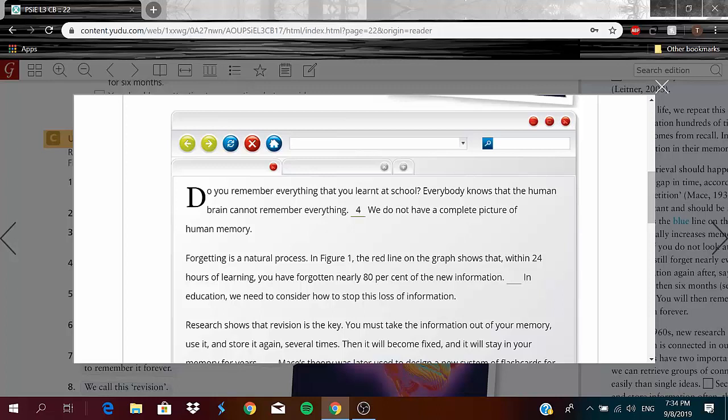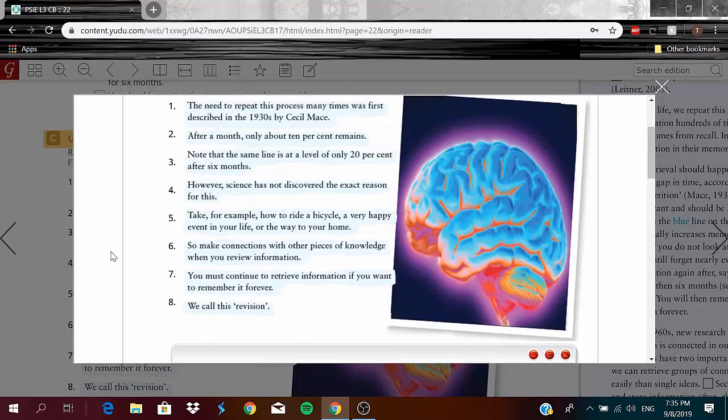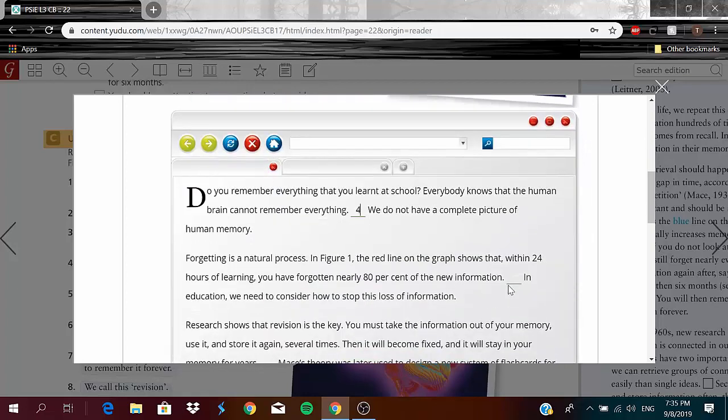Alright? Now let's go to 2. Forgetting is a natural process. In figure 1, the red line on the graph shows that within 24 hours of learning, you have forgotten nearly 80% of the new information. And what can I say after that? I can probably say after a month, only about 10% remains, right, you guys? So number 2 will be 2. And after that, we'll say in education, we need to consider how to stop this loss of information.